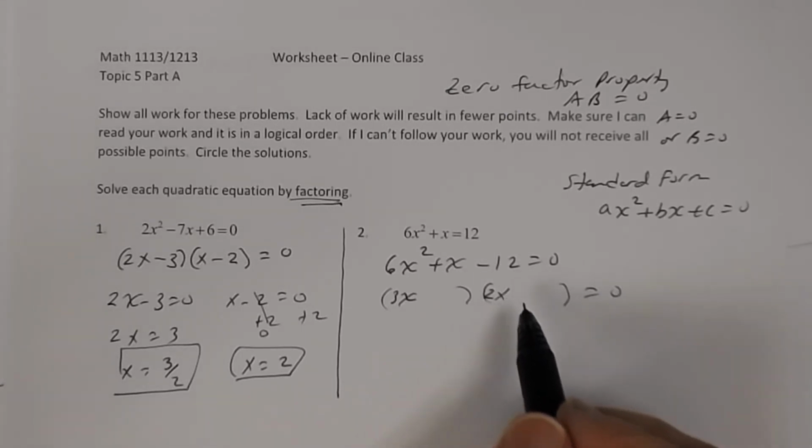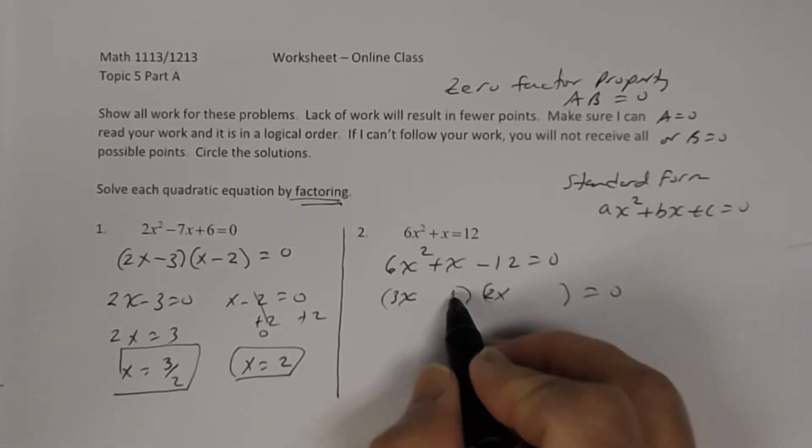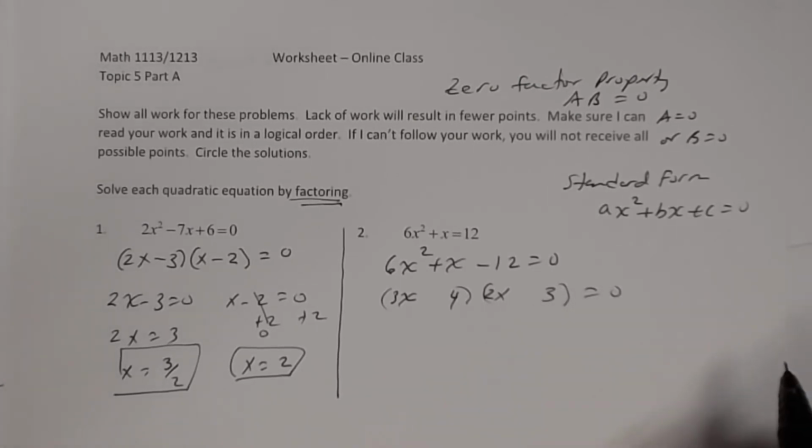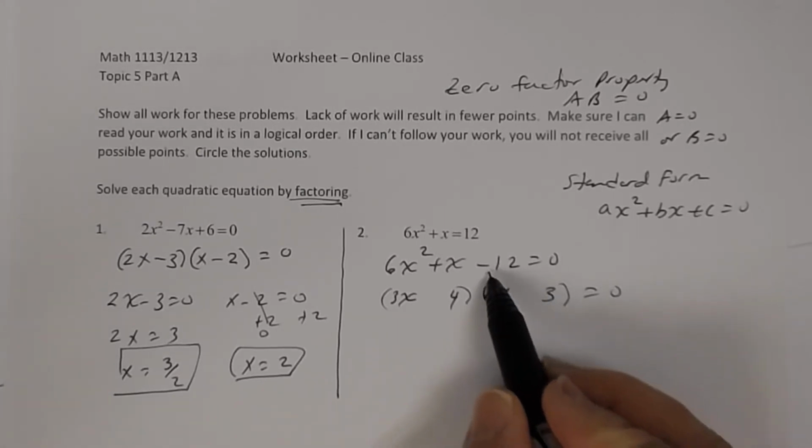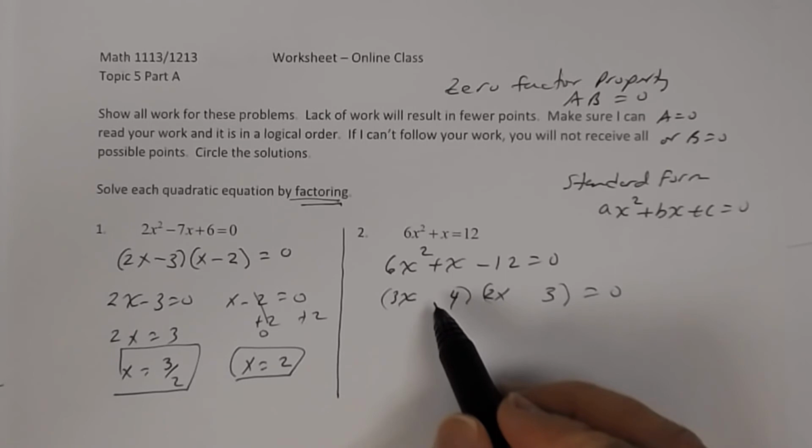So let's go ahead and try 3 and 4 first. So let's put the 4 here, the 3 there. And remember, last semester, this was trial and error. So if that didn't work, you tried something else. All right. So make sure you're practicing your factoring techniques with these. Okay, so let's look at the last sign. The last sign is negative, so one of these has to be positive, the other one has to be negative.